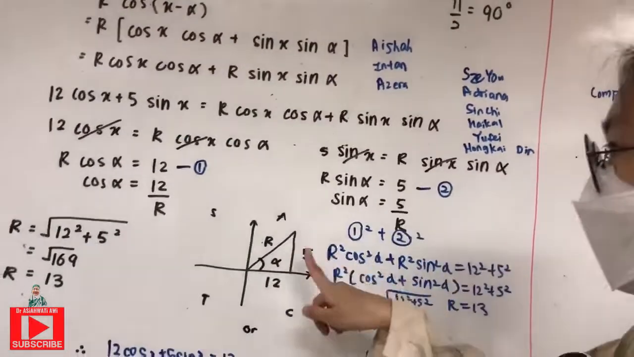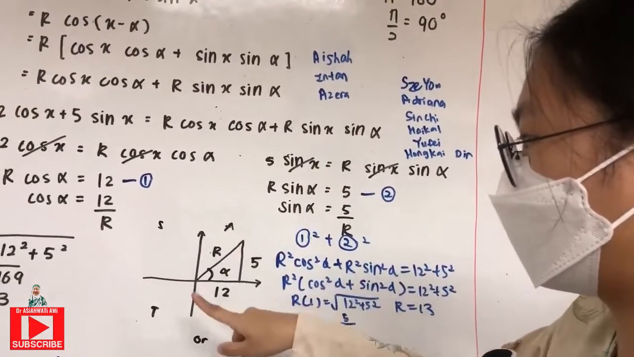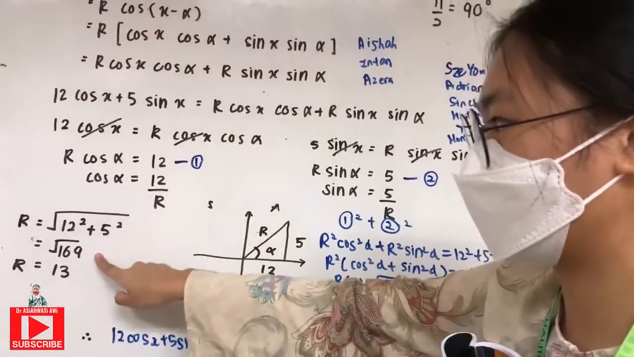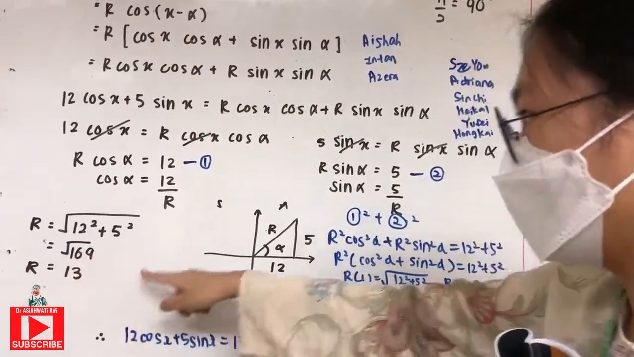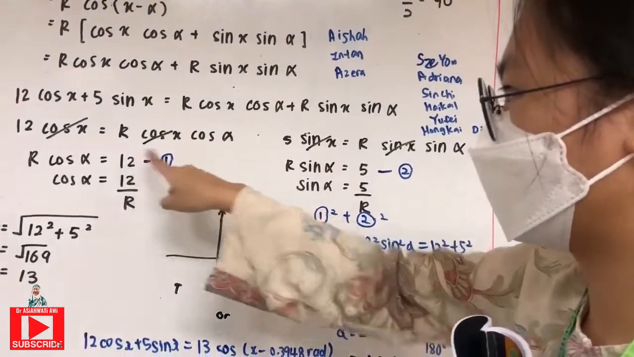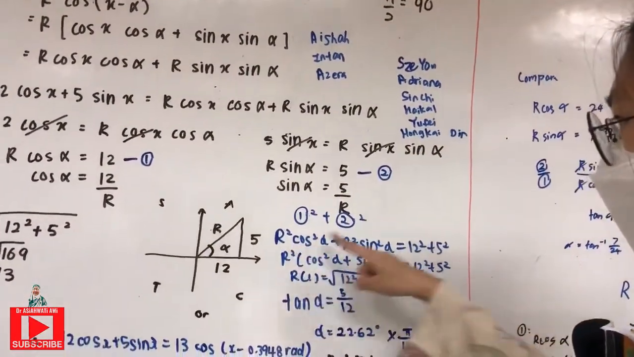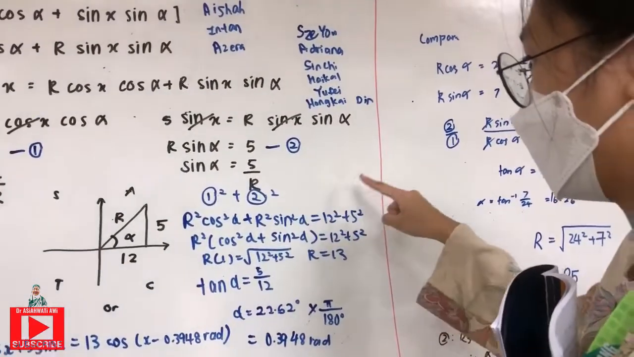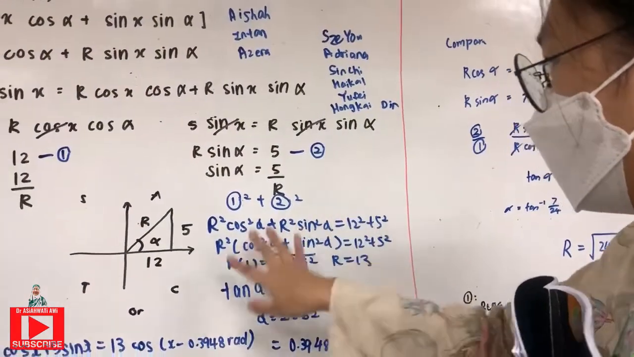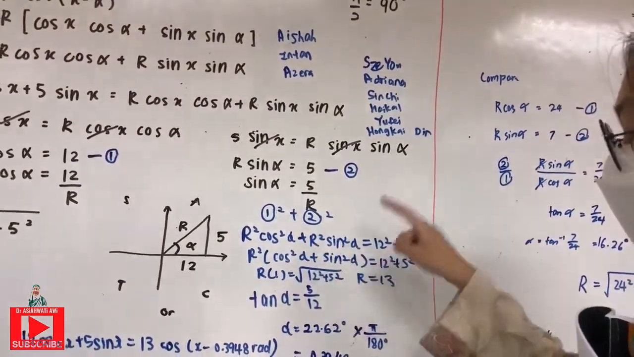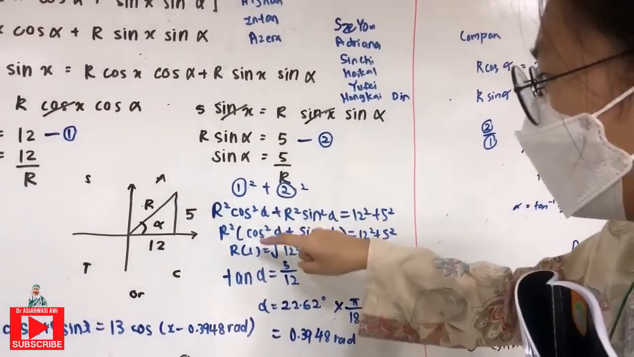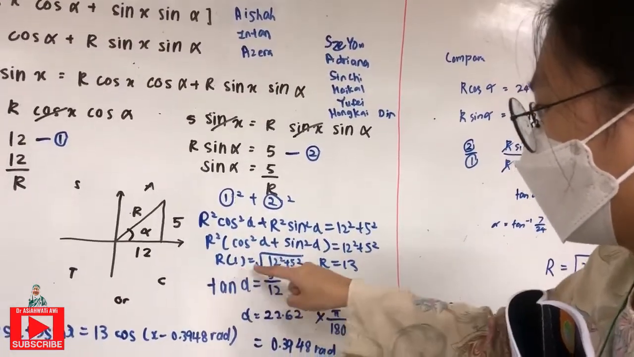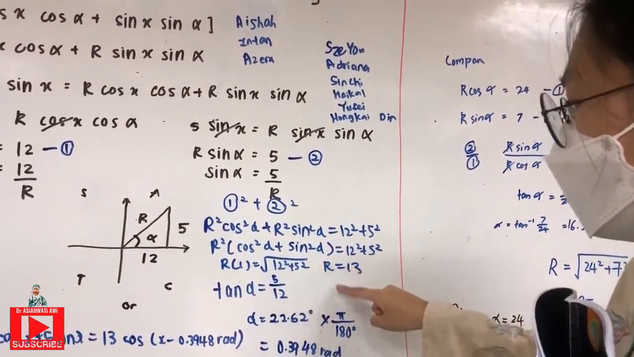Okay, so we need to find r. I have two methods. First of all, we can use the Pythagoras theorem. So it's the square root of 12 squared plus 5 squared, which equals the square root of 169. So r equals 13. The other method is we use equation 1 squared plus equation 2 squared. So we can derive that r squared cos squared alpha plus r squared sin squared alpha equals 12 squared plus 5 squared. Using the identity, cos squared alpha plus sin squared alpha equals 1. So r times 1 equals the square root of 12 squared plus 5 squared. So r is equal to 13.